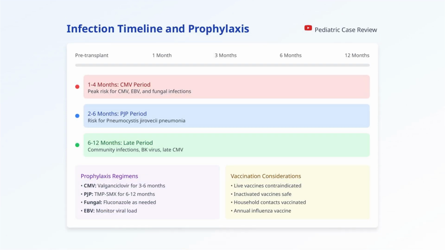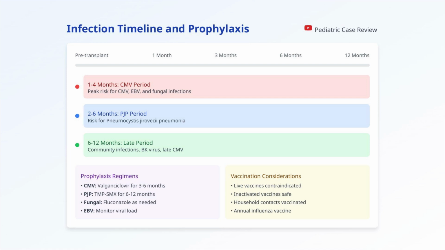This timeline illustrates the pattern of post-transplant infections and prophylaxis strategies. The first 1 to 4 months represent the CMV period with peak risk for cytomegalovirus, Epstein-Barr virus, and fungal infections. 2 to 6 months represent the PJP period with risk for pneumocystis jirovecii pneumonia. 6 to 12 months represent the late period with community infections, BK virus, and late CMV.